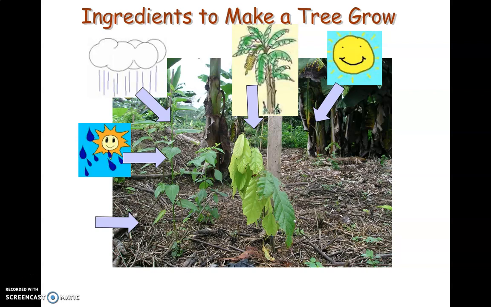So these are still a tropical type tree. You can't grow cacao in Ohio unless you have a greenhouse. And even then it doesn't do very well.